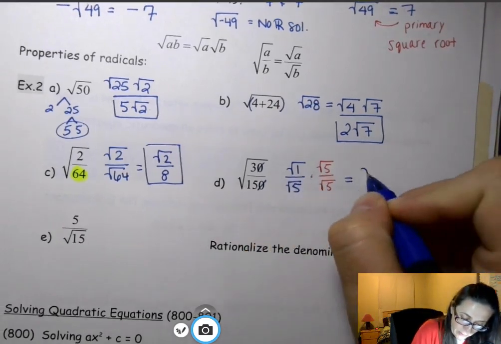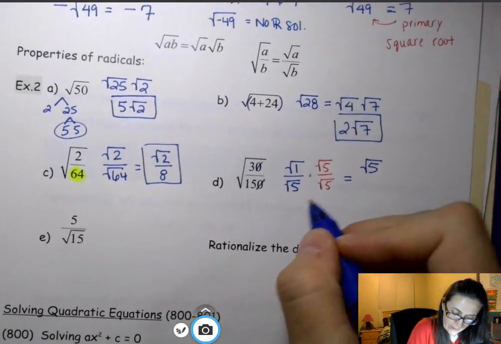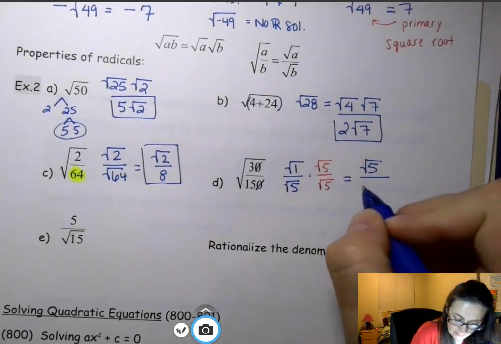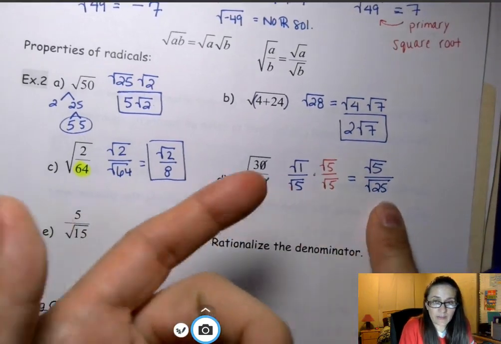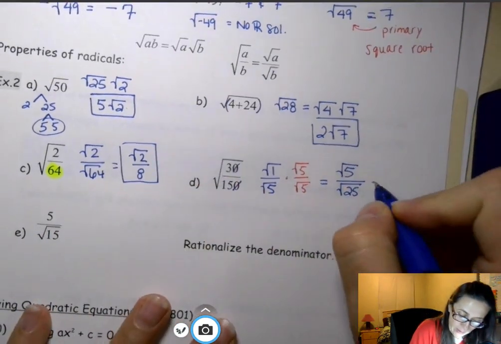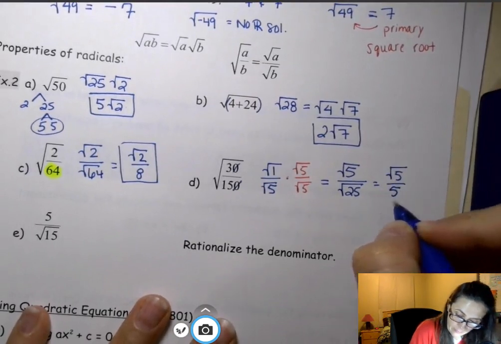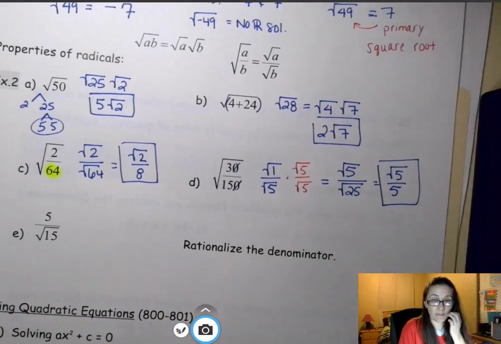1 and 5, I get square root of 5. Now, hopefully we remember that root 5 times root 5, if you need to show the step, you can. 5 times 5, I get 25. That's a perfect square. That's where I'm going to get rid of that radical. So now I have root 5 over 5. And I can't do anything else because one's under a radical and one's not, so I'm done.